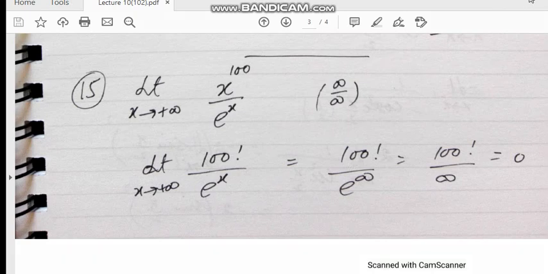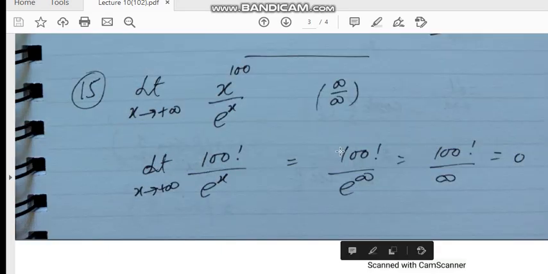This one is the result that you can check, that is if x raised power n is given and we have to take limit when x approaches to infinity, this one will be equal to n factorial, as we have to differentiate it 100 times, so we get 100 times 99 up to 1, that one will be 100 factorial.